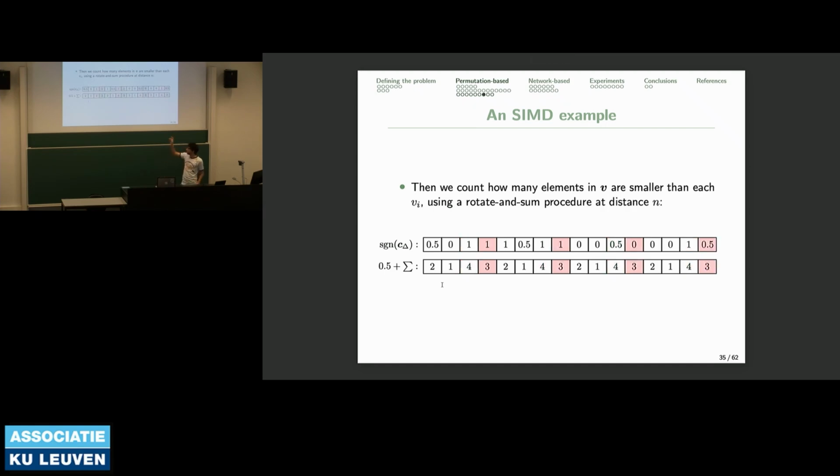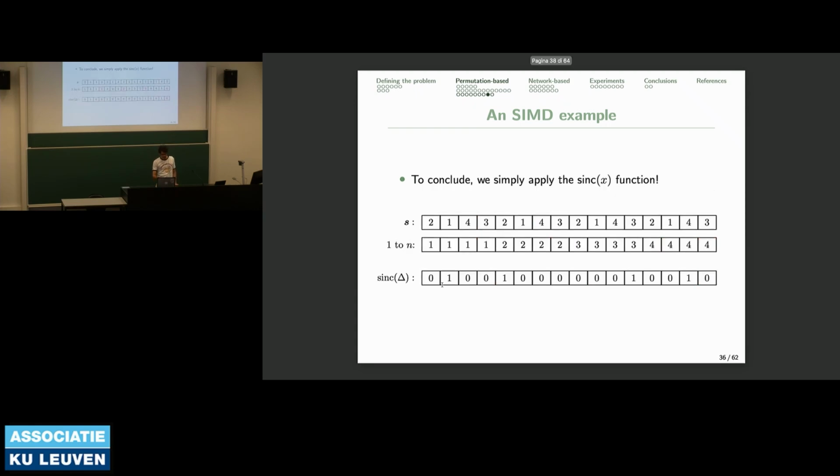And notice that this is already in, let's say, a repeated encoding. And 2, 1, 4, 3 is our indexing vector. And we computed it with a single signum function operation. And to conclude, which is also a nice thing, we just have to compute one last nonlinear function, which is the sinc function. And we're going to apply it on the difference between our indexing vector and another vector, which I call 1 to n. But we simply pick numbers from 1 to n, and we repeat them.